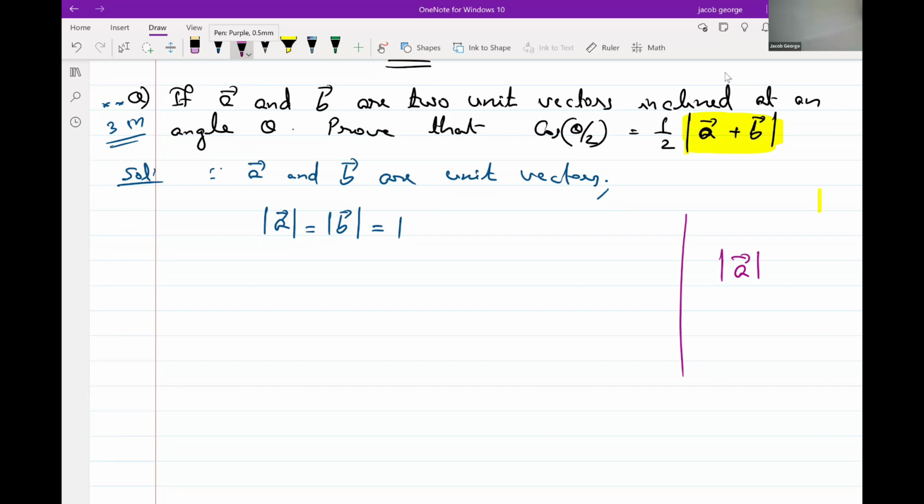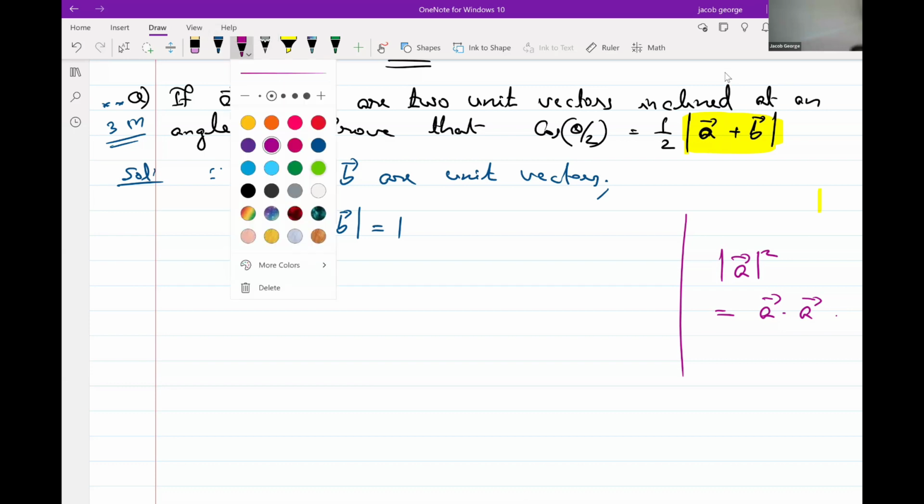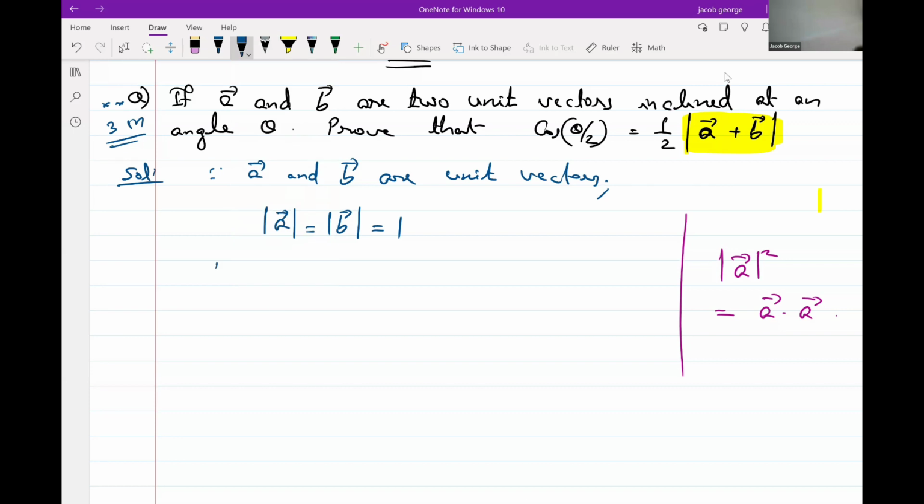Magnitude of vector A square, modulus of vector A square, is vector A dot vector A, right? So to break the modulus, in every question of magnitude or modulus, what do we have to do? Square it. So here also we do the same. Modulus of vector A plus vector B square. We will do the squaring of that modulus part.